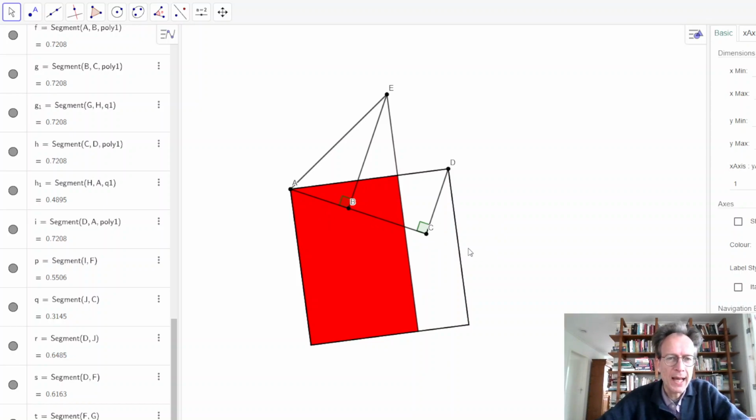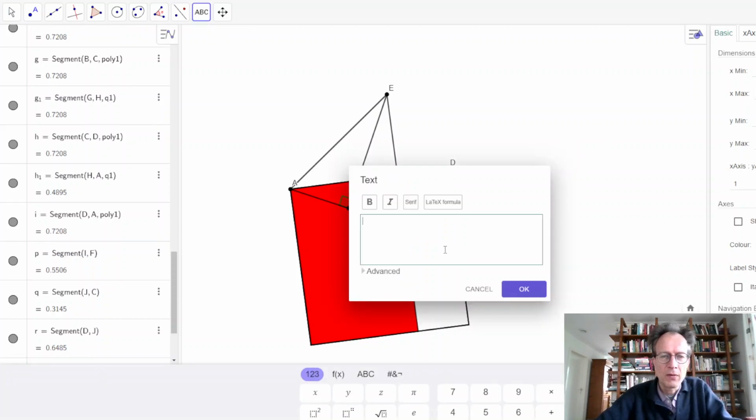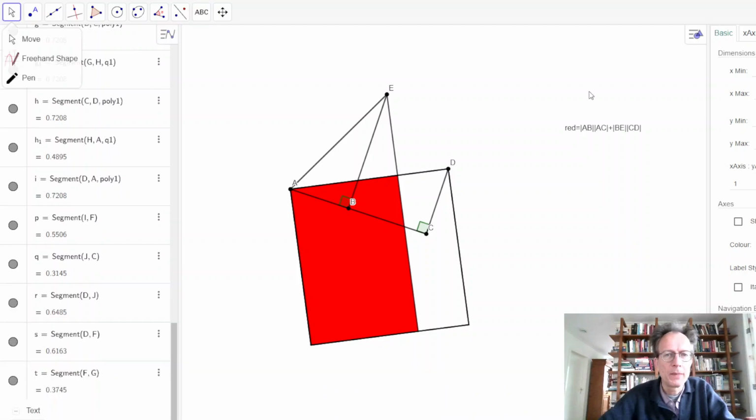The problem is to prove that the red area is equal to AB times AC plus BE times CD. Let's put it over here as a reminder. So we have to prove that red is AB times AC plus BE times CD. That is the question.